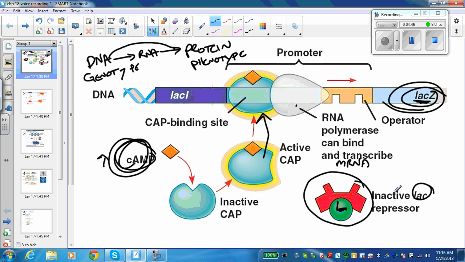So it can break down its lactose sugar, because remember, lactose sugar is a disaccharide, so it needs to cleave the covalent bond between the two monosaccharides in order to use the glucose components that are in it. Okay? So this is how operons work.